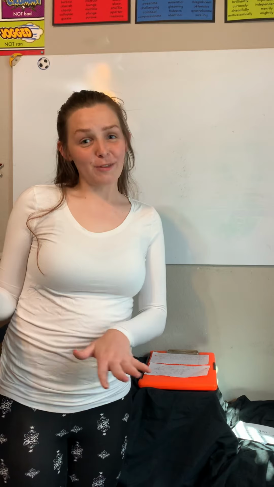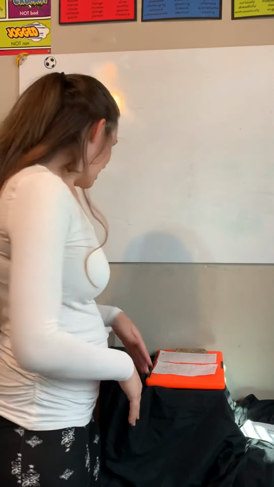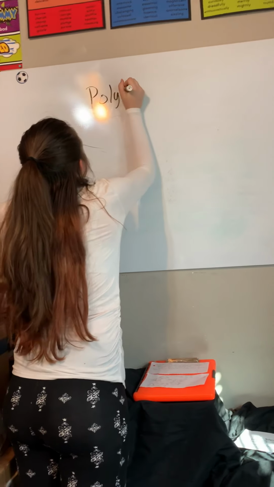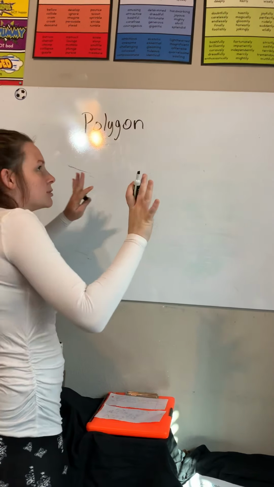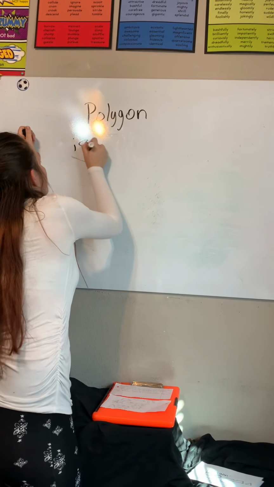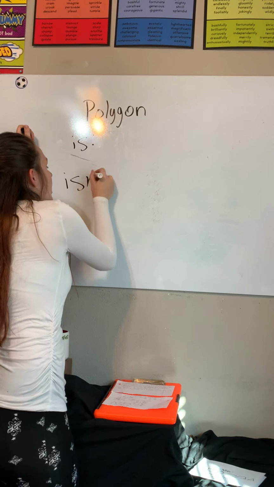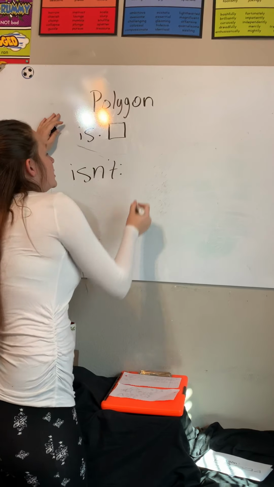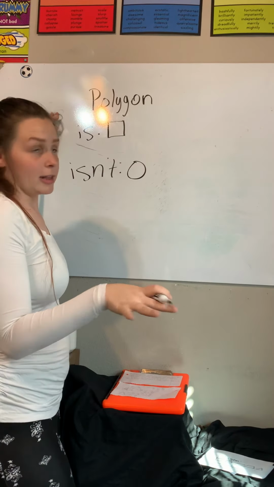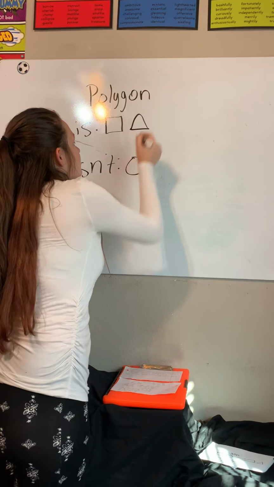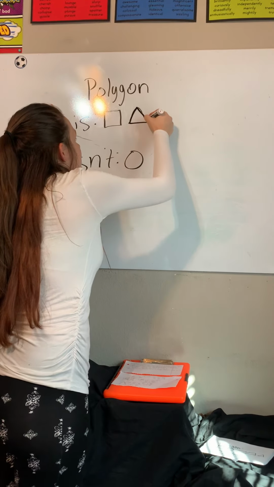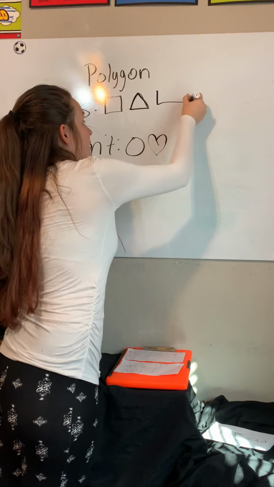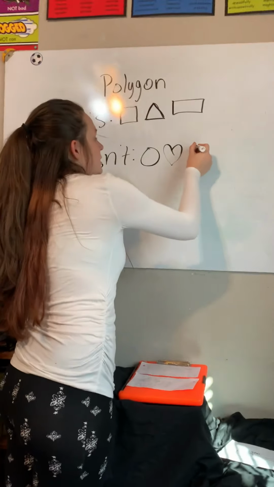So my first question to start off the lesson is, what is a polygon? Well, the definition of a polygon is a closed figure that includes sides. Some examples of what is a polygon and what isn't a polygon: shapes like this are polygons, and this is not a polygon. This is a polygon. And this is not a polygon. This is a polygon. This is not a polygon.